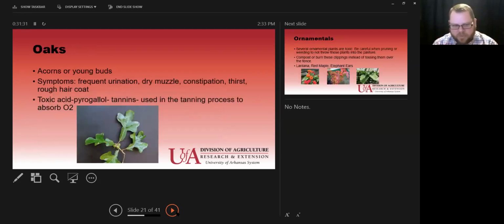Oaks, we don't think about that a lot, but because of acorn poisoning, we have to talk about oaks. And we also have a fact sheet on acorn poisoning on our uaex.edu website. So some symptoms that we might see are frequent urination, dry muzzle, constipation, thirst, and hair coat.